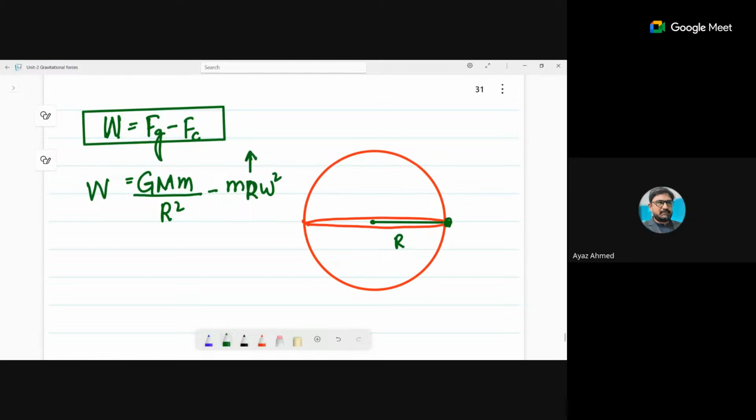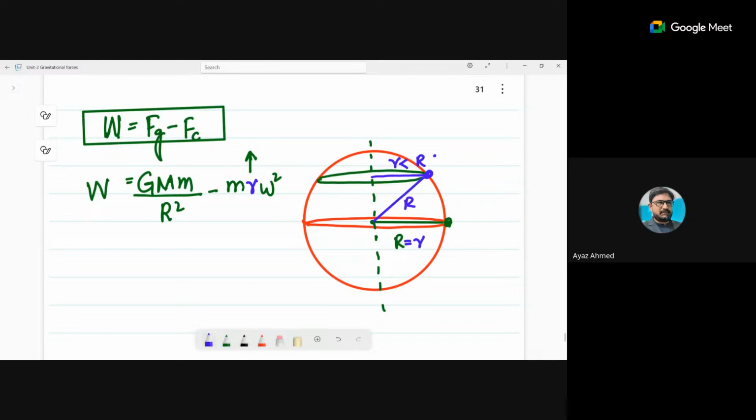FC will increase, weight would decrease. For example at this stage, check, if I say that the body is here, this R point decreases. But capital R is the same. This R, for revolving, is small r here. In this formula it is m small r omega square. Yes, you are right, this is small r here.